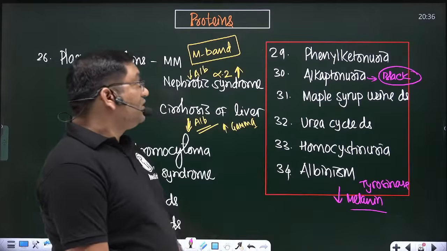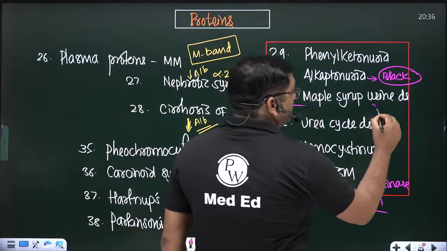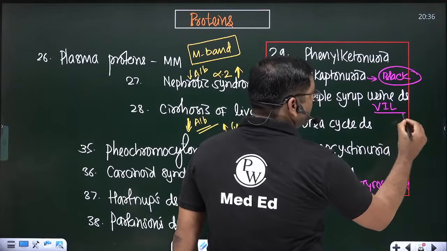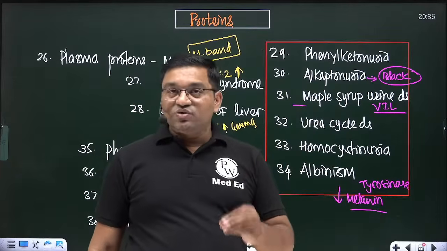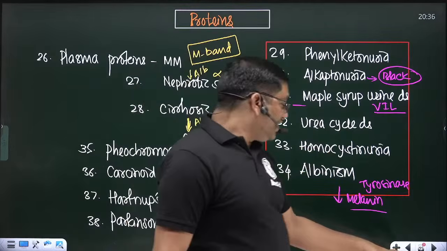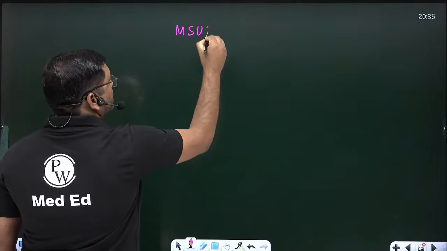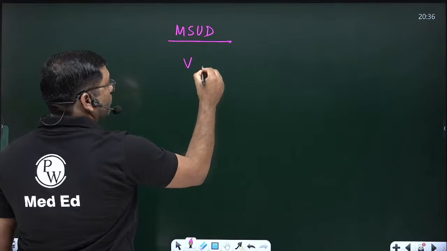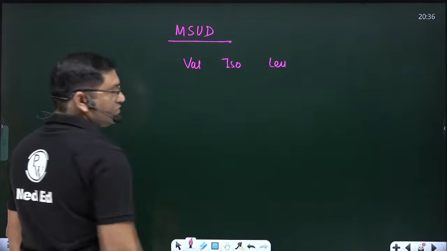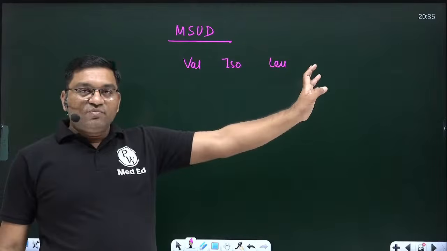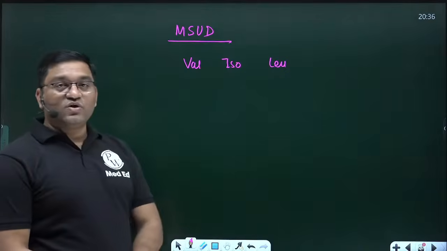In maple syrup urine disease, it is related with the metabolism of valine, isoleucine, and leucine. It is because of a defect in the enzyme branched chain ketoacid dehydrogenase. We'll discuss this. All of you know that leucine is the ketogenic amino acid. It will give fat. Isoleucine will give both glucose and fat, and valine will only give glucose.